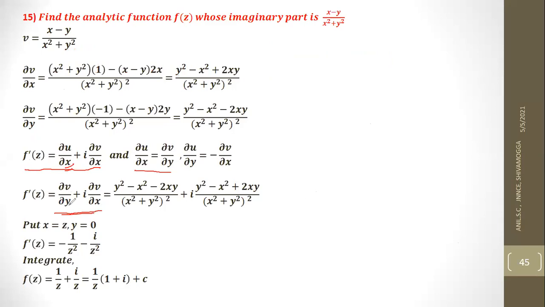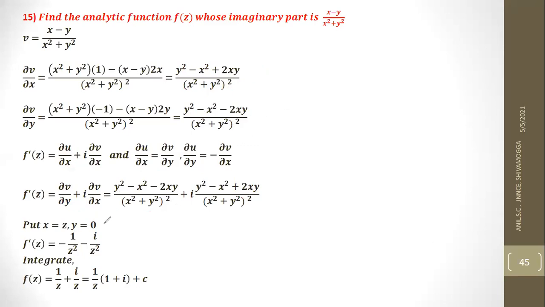Substitute del v by del y. This is del v by del y: y square minus x square minus 2xy divided by x square plus y square whole square. Plus i into del v by del x. This is del v by del x substituted here. Both the partial derivatives are substituted.